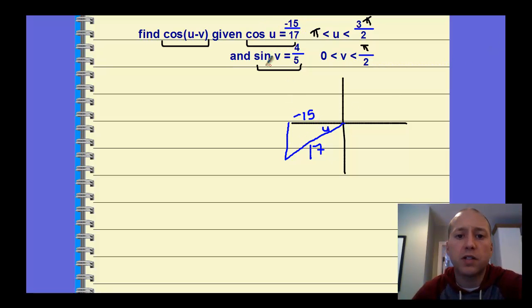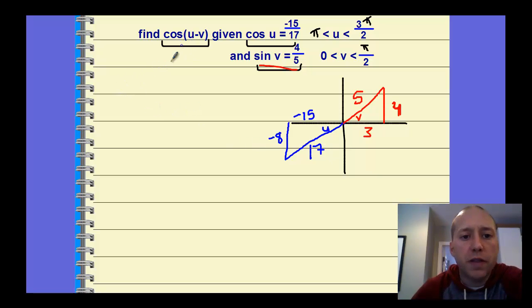We also have our sine of V, so angle V has to be in the first quadrant. Sine is opposite over hypotenuse, so we have 4 and 5. Now we can use our Pythagorean theorem. We know this one already is 3, but we can use the Pythagorean theorem to find the length of the other side, which is negative 8. 17 squared minus 15 squared, and then you square root it, you get negative 8. It's negative because it's the y value going down.